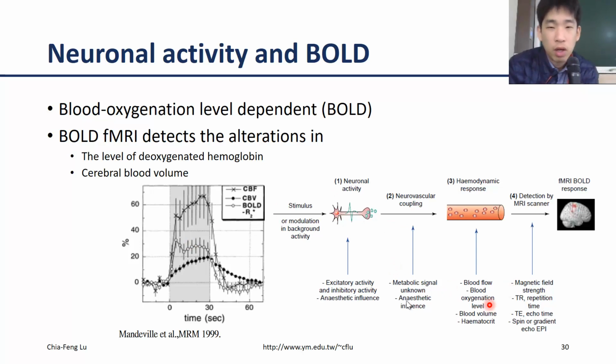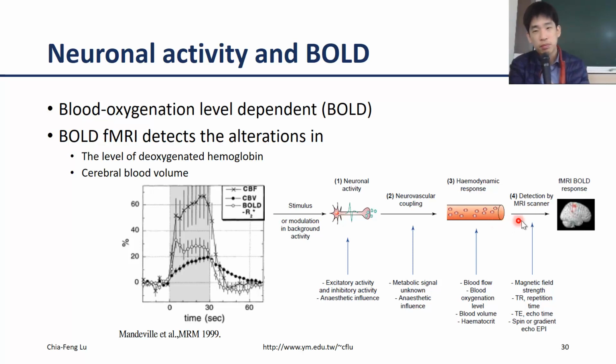Okay. So here is a summary flow chart. Once we deliver a stimulus, for example a visual stimulus, or we ask the subject to do a motor task, it definitely will induce neuronal activity. As we mentioned before, the neuronal activity, based on neurovascular coupling, will induce a vascular response, the hemodynamic response. The hemodynamic response will increase the blood flow and also increase the blood oxygenation level, because more oxygenated hemoglobin comes into the brain region. And also definitely the blood volume, because the flow increased.